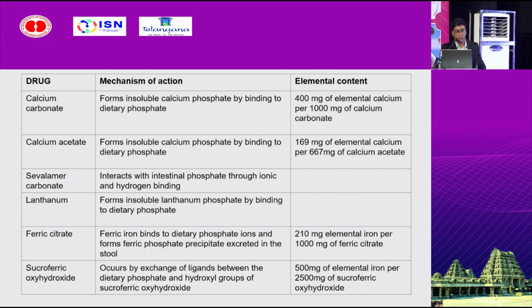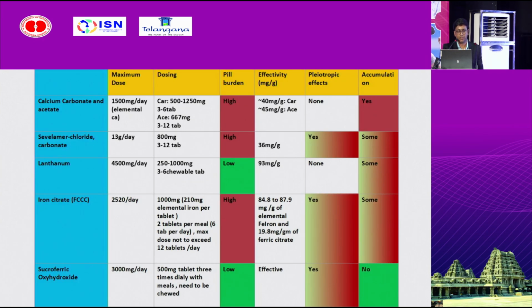Brief mechanism of action: calcium carbonate, lanthanum carbonate, and calcium acetate form insoluble phosphate complexes by binding to dietary phosphate. With ferric citrate, ferric ions bind to dietary phosphate ions and form ferric phosphate precipitate, which is excreted in stool. Sucroferric oxide acts by exchange of ligands between the dietary phosphate and hydroxyl groups. This is a brief comprehensive guide of different phosphate binders. I will stress upon the newer phosphate binders.